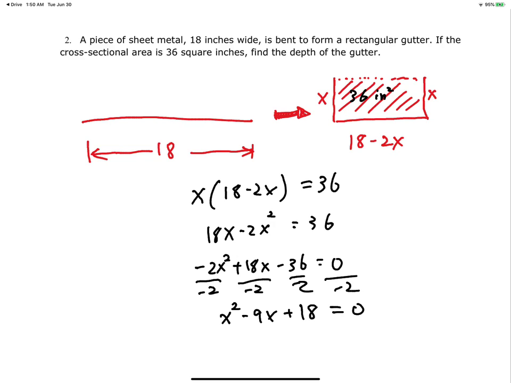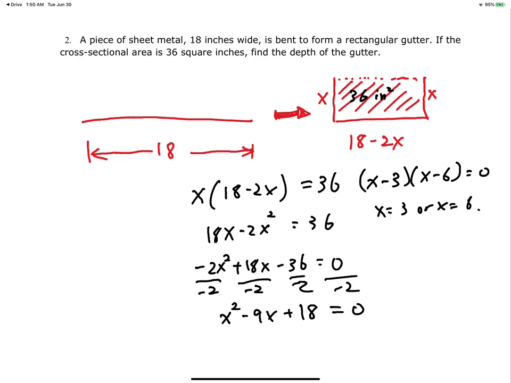From here you can use the quadratic formula, or you can use factoring. I believe this is factorable. I think this is (x minus 3)(x minus 6) equals 0. I think that makes sense. Okay, so we know that x is either equal to 3 or x is equal to 6.